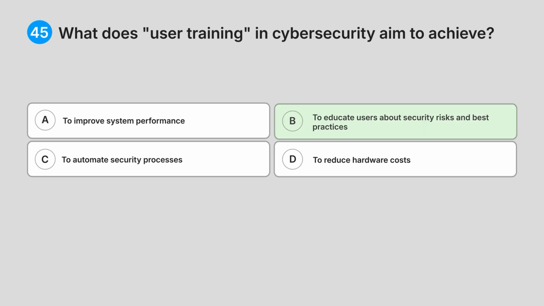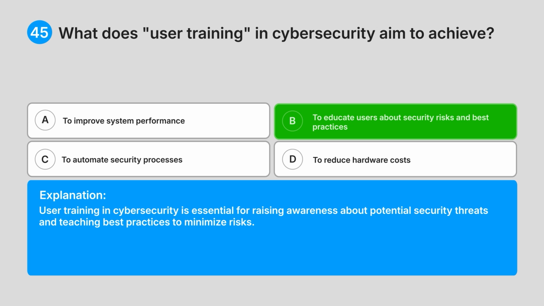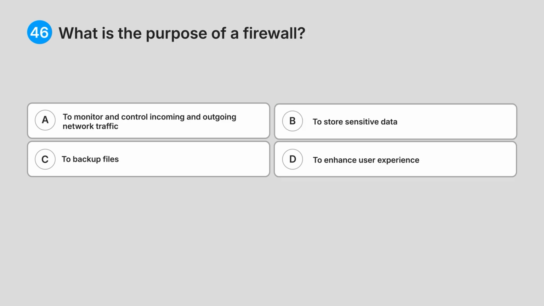Correct answer: B. To educate users about security risks and best practices. Explanation: user training in cybersecurity is essential for raising awareness about potential security threats and teaching best practices to minimize risks. 46. What is the purpose of a firewall?